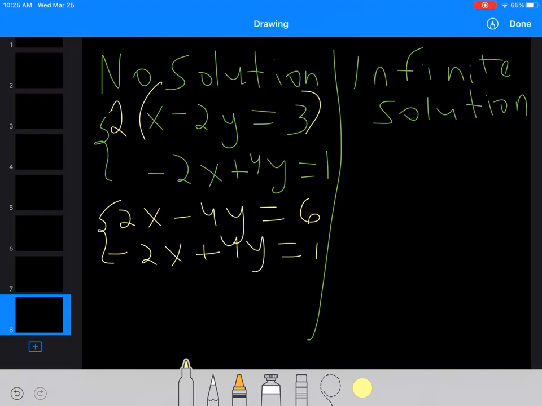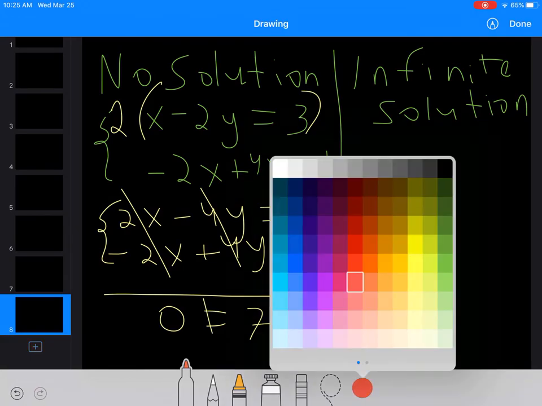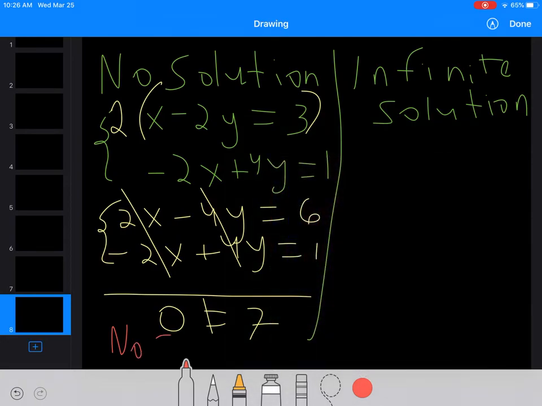So if I add these equations now, oh look, that's going to cancel and that's going to cancel. So I have no variables left. I have no variables on the left that equals 7. Well, 0 doesn't equal 7. That's a contradiction. So this is no solution. Okay, so that's a contradiction here.